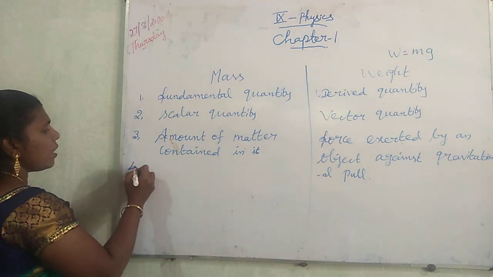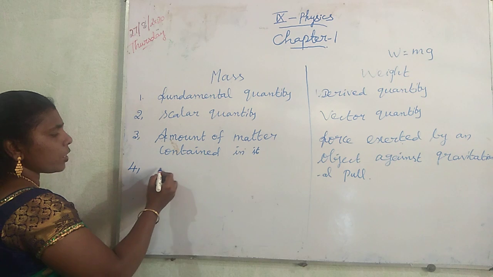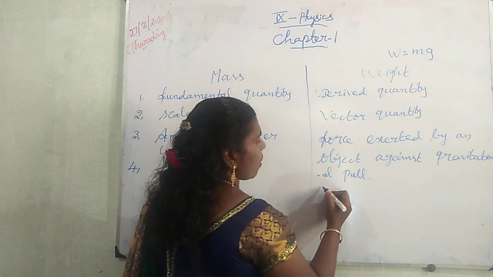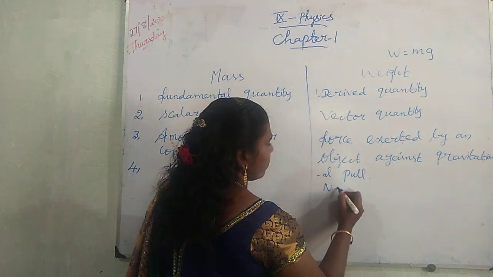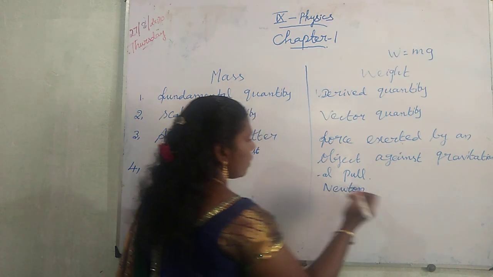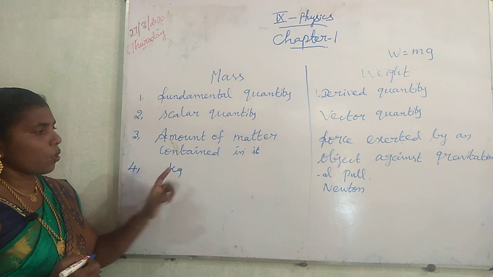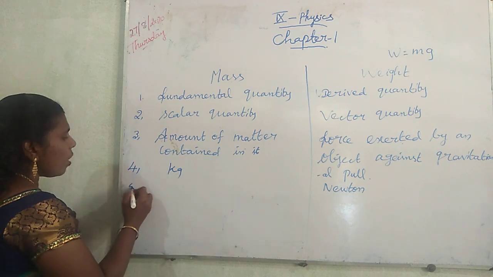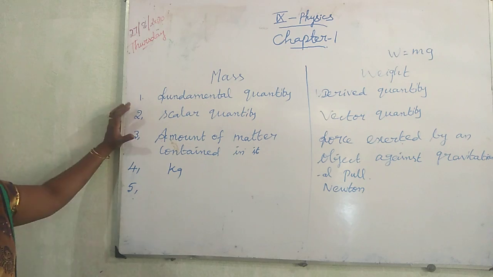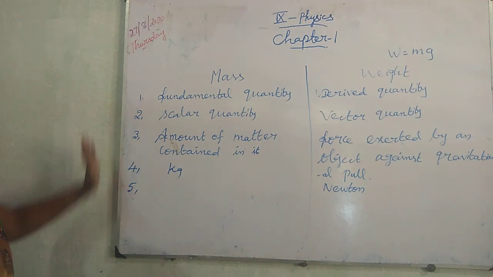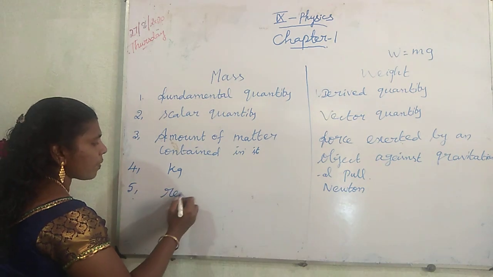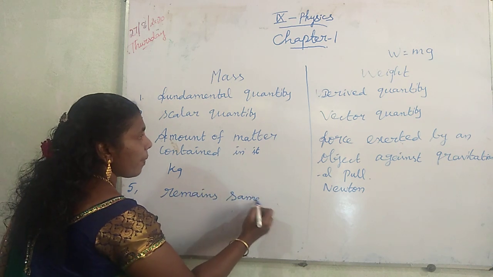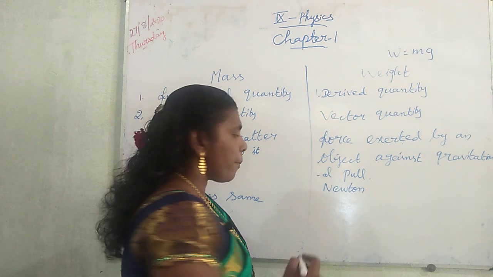Then the fourth point: what is the unit of mass? The unit of mass is kilogram. What is the unit of weight? The unit of weight is Newton. The unit of mass is kilogram and the unit of weight is Newton. Now, the fifth point: mass does not change from place to place, it remains the same. But weight changes from place to place.